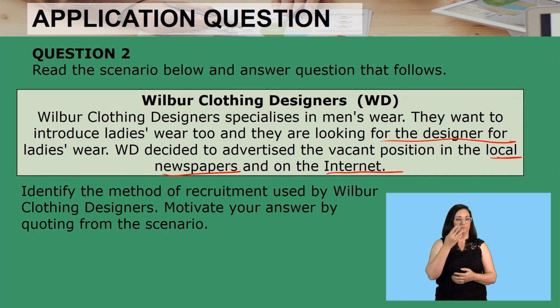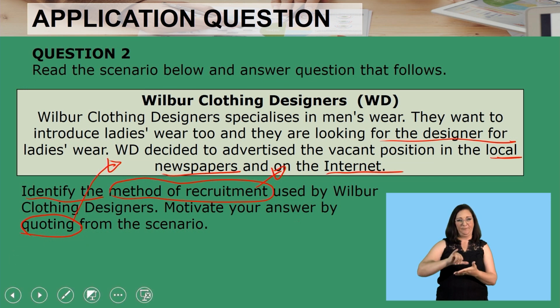All right, the question reads as follows. Identify the method of recruitment that is used by Wilbur Clothing Designers. Motivate your answer by quoting from the scenario. So the first question says identify the method of recruitment. Where do we get this method? From this scenario. And then you need to motivate your answer by quoting. When you quote, you take it word for word as is from the scenario. You're not changing anything. So after identifying, then you need to quote.